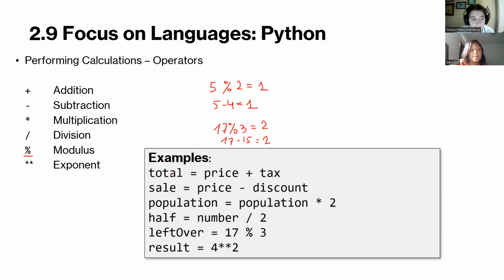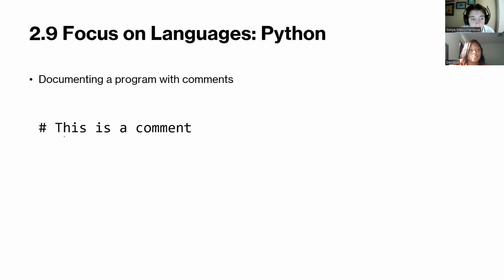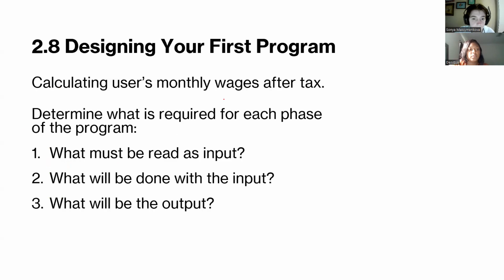Okay, document a program. In Python, this is a comment. To put a comment, you just put a hashtag and then type whatever you want, and the computer will recognize it as a comment and will not try to perform anything regarding that. It's just going to skip it, basically.